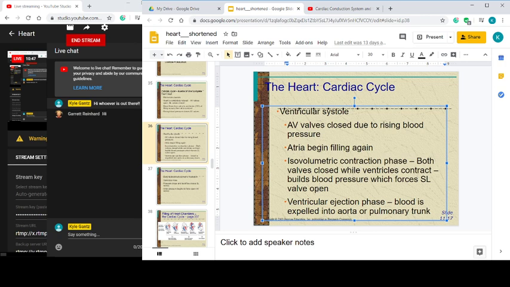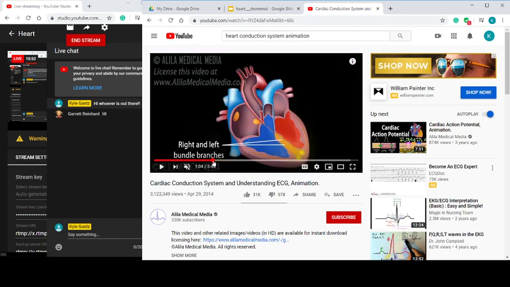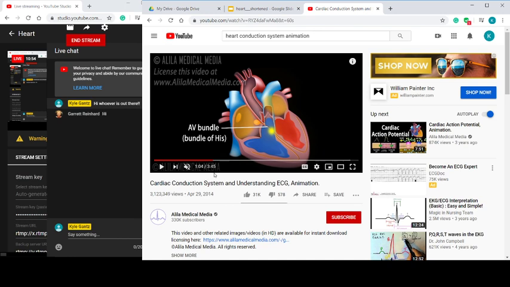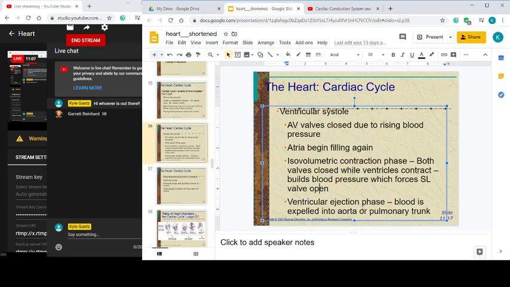So if we're talking about building pressure here, they're building pressure until it's enough pressure to open those valves. That's what that's saying. Okay, so then we go into the ventricular ejection phase.